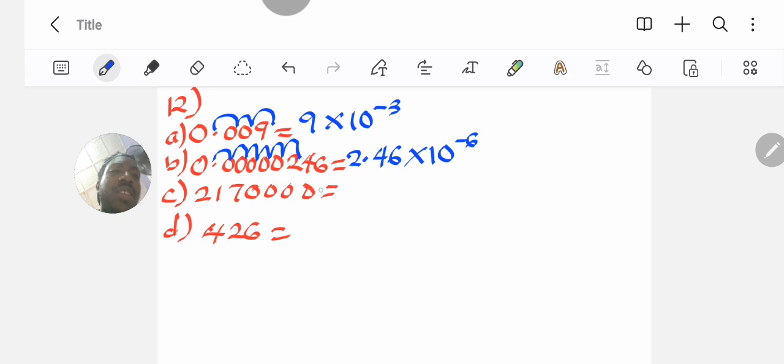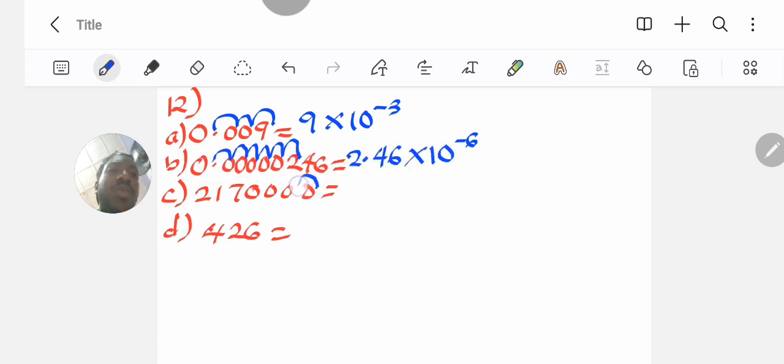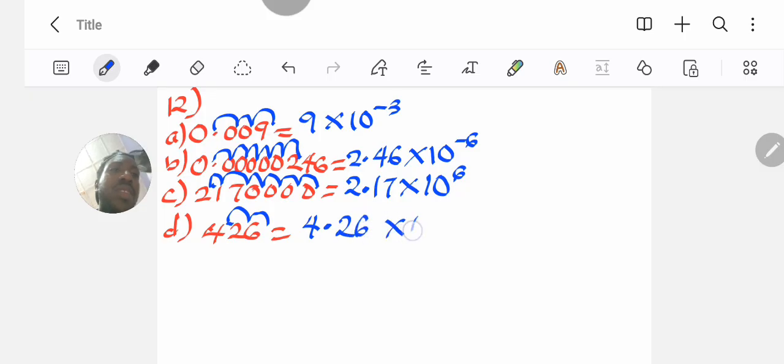Now for this type, there is an invisible decimal here, so you keep moving. We move 1, 2, 3, 4, 5, 6. So that's 2.17 times 10 raised to the power of 6. You keep moving until you get to just after the first number. So again, here we have 1, 2. So that's 4.26 times 10 raised to the power of 2.